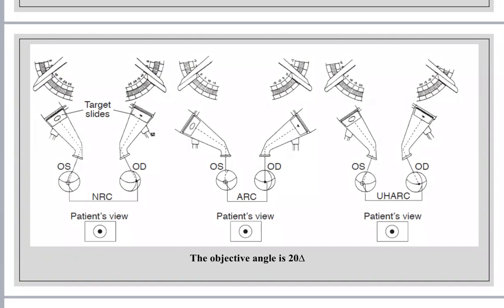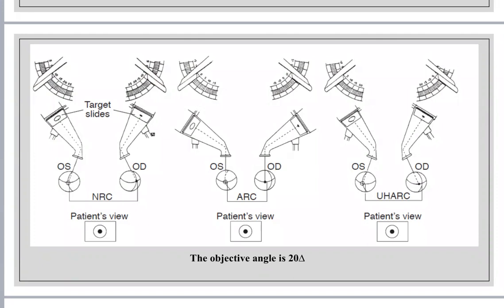Suppose that the objective angle of the patient is 20 prism diopter. Look at the first example. Here, in order to see clearly, the patient is adding 10 and 10 prism diopter, so his angle of deviation will be 20 prism diopter. So the subjective angle is the same as the objective angle. So this patient has no element of ARC. This patient has normal retinal correspondence. Okay, look at the other example.